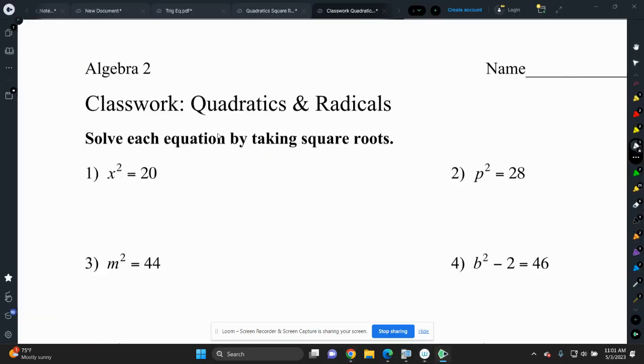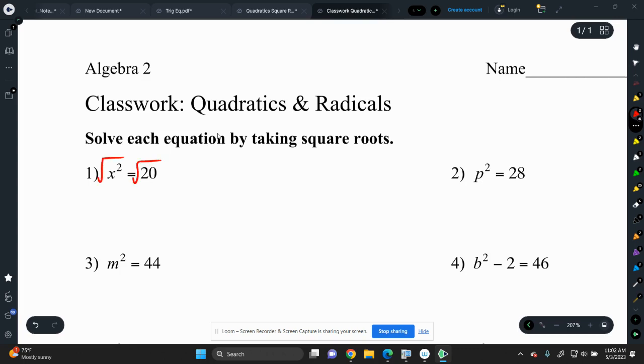Okay, so let's look at the first one, right? All we have to do on this one is take the square root of both sides. So we get x, the square root of x squared is x, right? Equals plus or minus the square root of 20. Notice I no longer have an x squared there, right? Because I took the square root, so the x squared is gone.